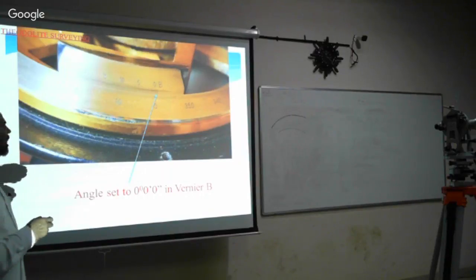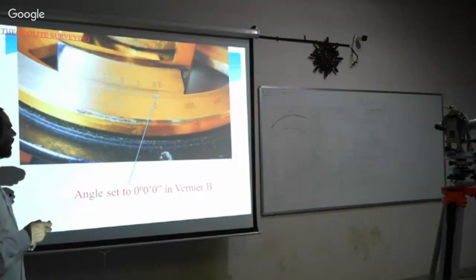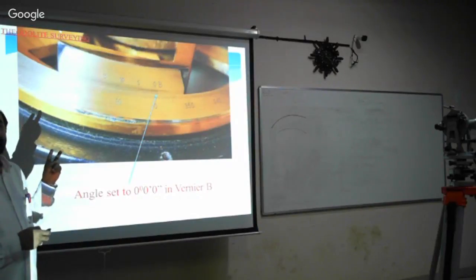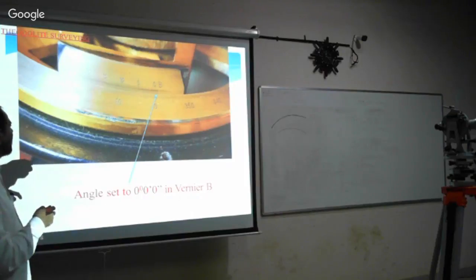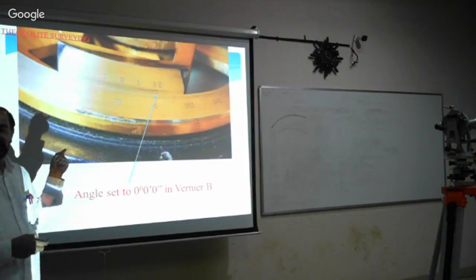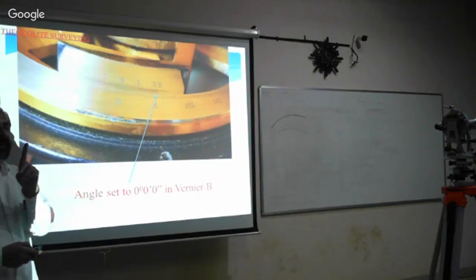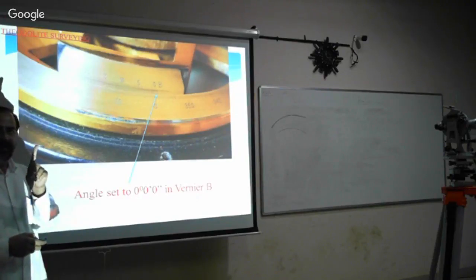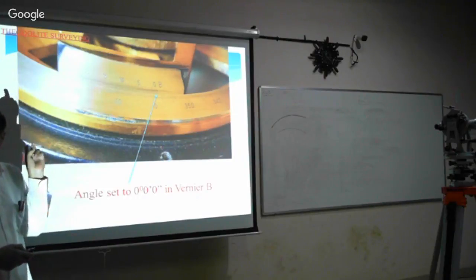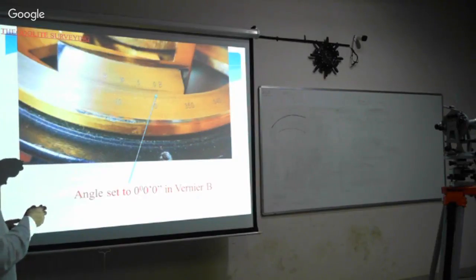From here to here, 20 degree. Each degree is divided into 3 parts. How many parts are there? 3. Now from here to here, how many parts are there? 60. 20 degree, there are 60 parts. Each part is 20 minutes. 20 minutes of 60 parts and 20 degree. From here to here it is 20 degree.